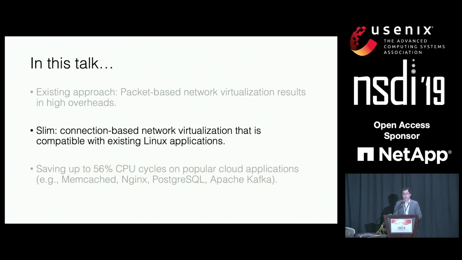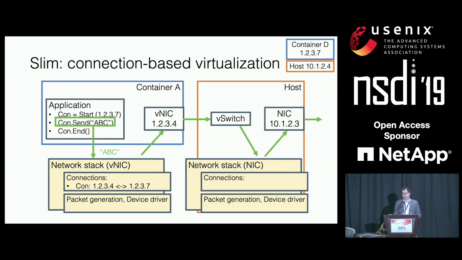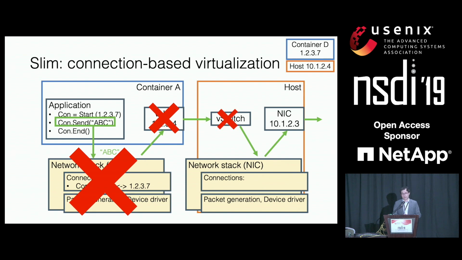Next, I will talk about our solution, Slim, which uses a very different way of network virtualization, but we still make it compatible with Linux applications. Let's take a look back at this picture. Before telling you how Slim works, let me tell you what the goal of Slim is. The goal is that when the application sends the buffer ABC out, we eliminate the network stack of the virtual network interface, we eliminate the virtual network interface, and we also eliminate the virtual switch on this pipeline.